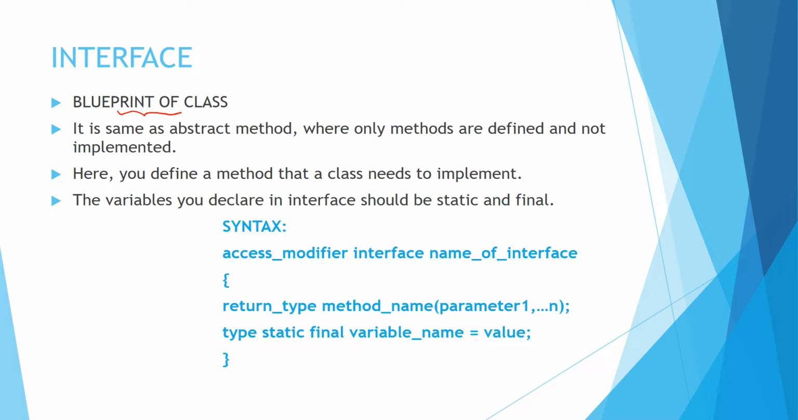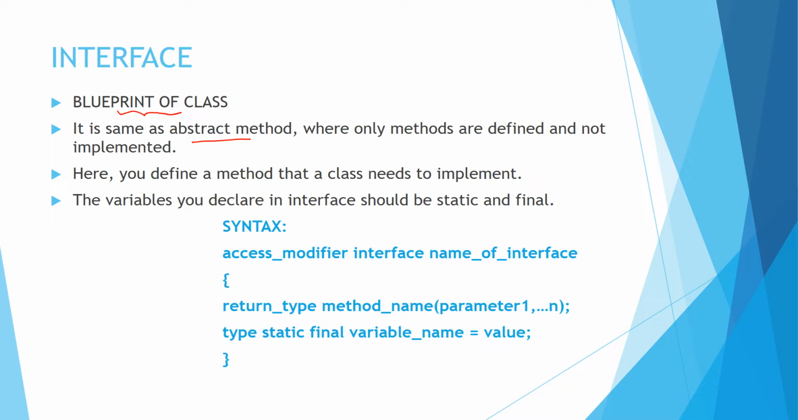Interface is a blueprint of a class and it is same as abstract method where only methods are defined and not implemented. So what is abstract method? Can you recall it? Abstract method is something where only methods are defined and not implemented. So in an interface also you're going to define the methods and you're going to implement it in the next immediate subclasses. And here you define a method that a class needs to implement. So whatever method you're defining in an interface, the class needs to implement it.